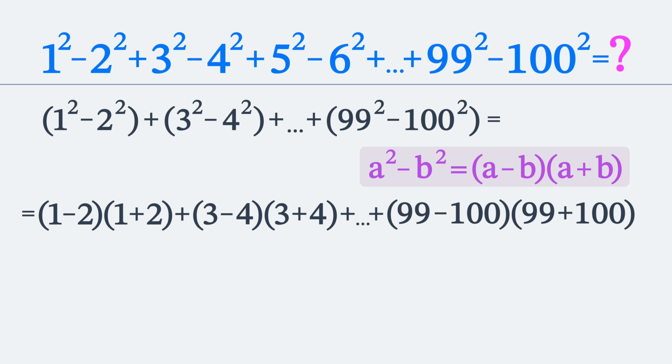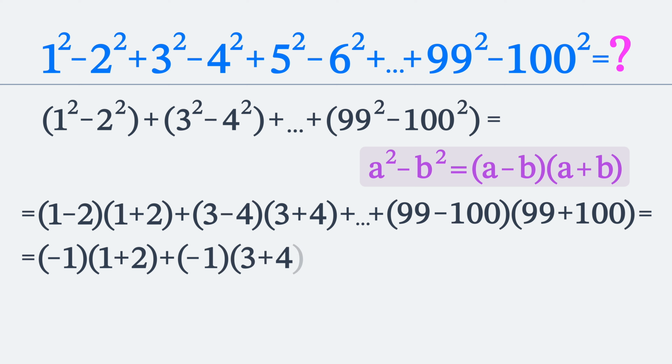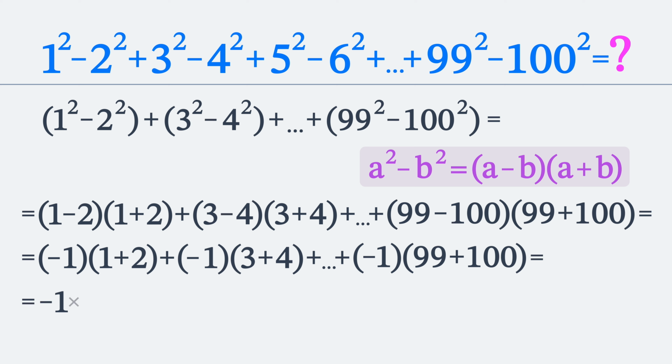Each of the first brackets with a difference equals negative 1. 1 minus 2 equals negative 1. 3 minus 4 equals negative 1, and so on. 99 minus 100 equals negative 1. We can take this negative 1 out of the brackets. We can factor out the negative 1.